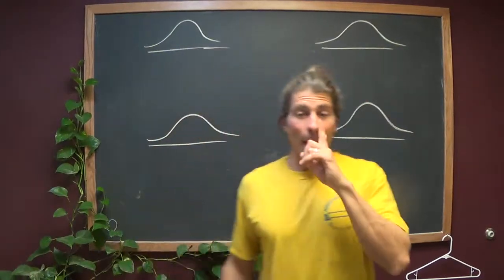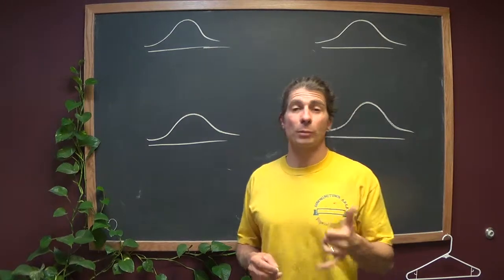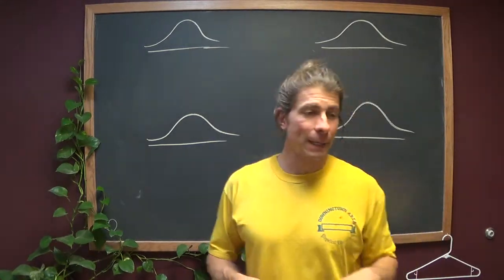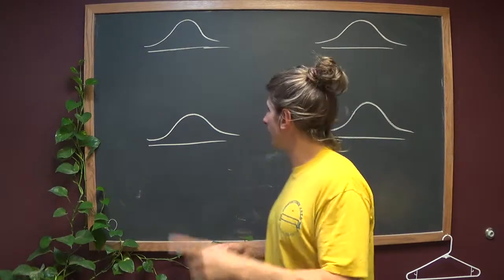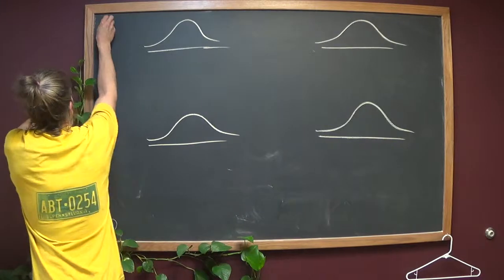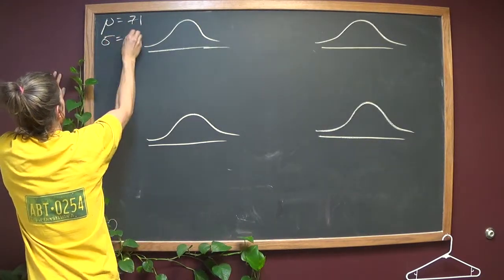Hey everybody, the purpose of this video is to give you some solutions to the normal distribution review quiz that we had up for this past week. It had to do with drivers in Portland on I-5. We got an average speed of 71 and a standard deviation in those speeds of 8.